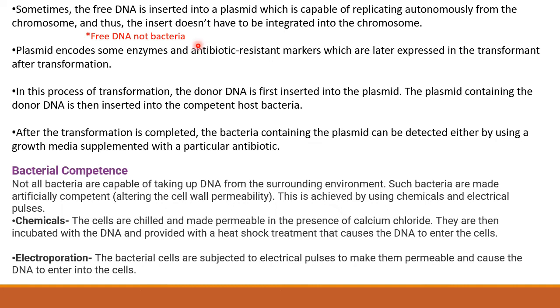Now plasmids encode some enzymes and antibiotic resistance markers which are later expressed in transformants after transformation. So in this process of transformation, the donor DNA is first inserted into a plasmid, and the plasmid containing donor DNA is then inserted into competent host bacteria. Now this is another method where you incorporate the piece of DNA into a plasmid and then insert that whole plasmid into your competent host bacteria. Okay.